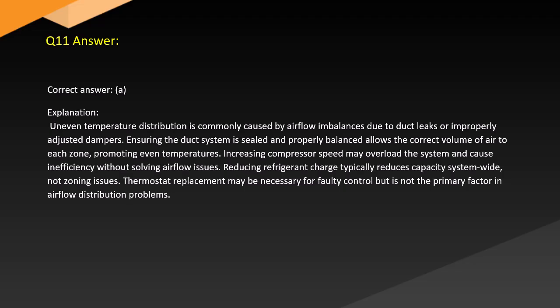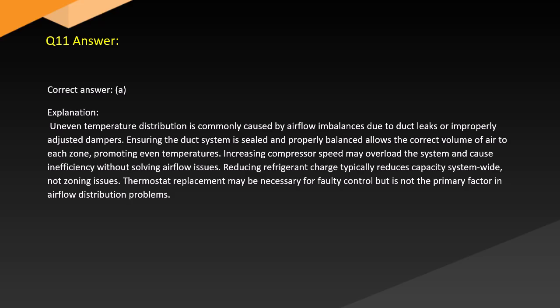Answer. Correct answer: A. Explanation. Uneven temperature distribution is commonly caused by airflow imbalances due to duct leaks or improperly adjusted dampers. Ensuring the duct system is sealed and properly balanced allows the correct volume of air to each zone, promoting even temperatures.